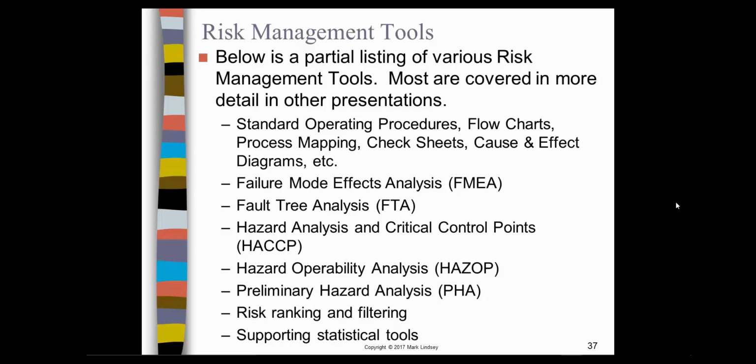Below is a partial listing of risk management tools, and most of them are covered in detail in other presentations. There are the standard operating procedures, flow charts, process mapping, check sheets, cause and effect diagrams, and so on. There's the failure modes and effects analysis, which we'll be covering, along with the fault tree analysis, and the hazard analysis and critical control points, known as HACCP, and the hazard operability analysis, and the preliminary hazard analysis, risk ranking and filtering, and some supporting statistical tools.